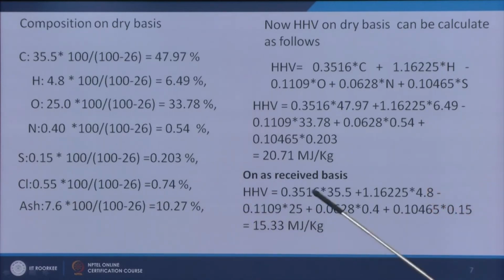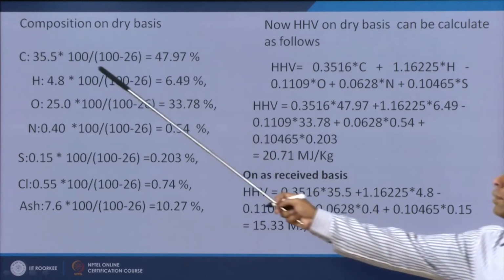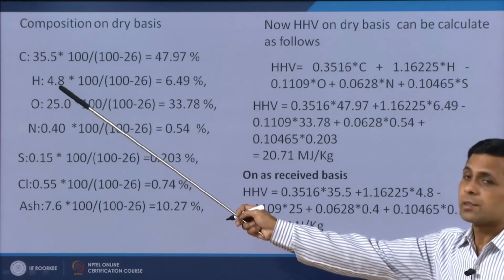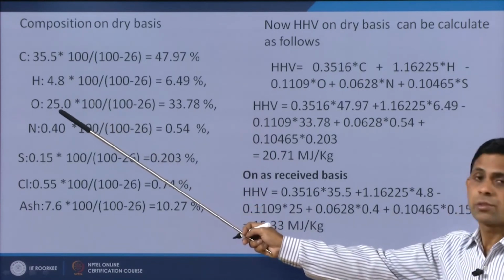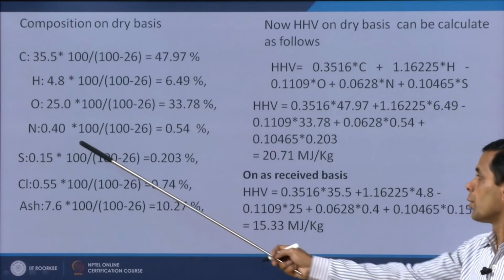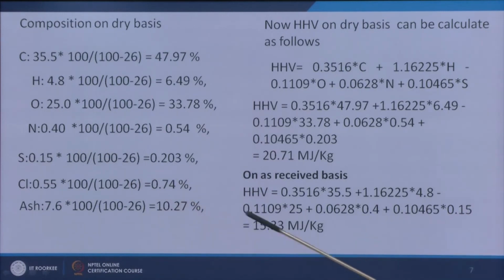So, directly on as received basis, we will put the value of carbon as 35.5, hydrogen as 4.8, oxygen as 25, nitrogen 0.4, and sulfur 0.15. So, we are getting 15.33 megajoule per kg.